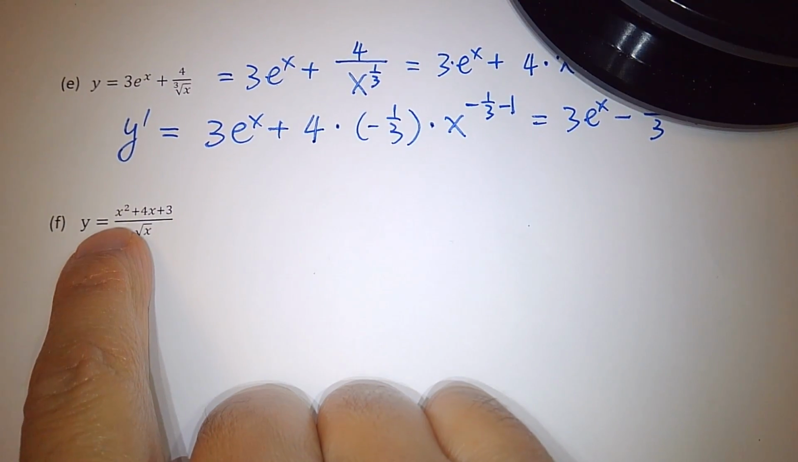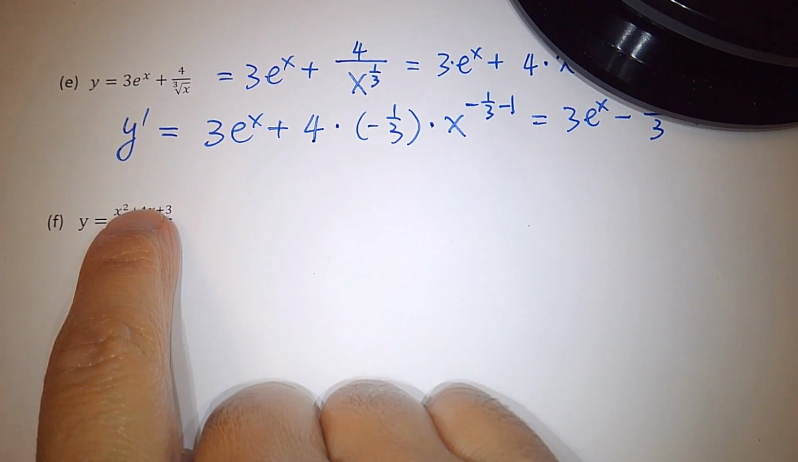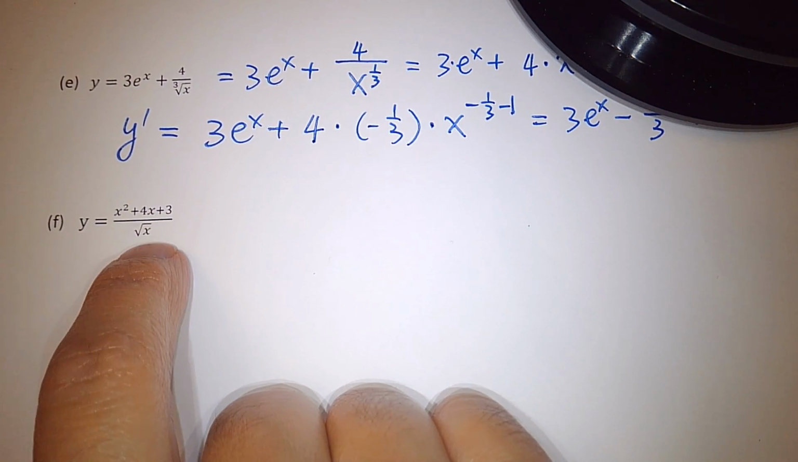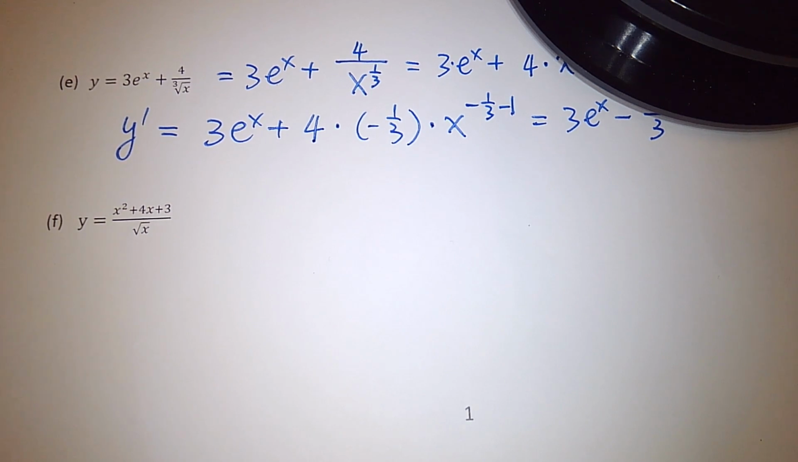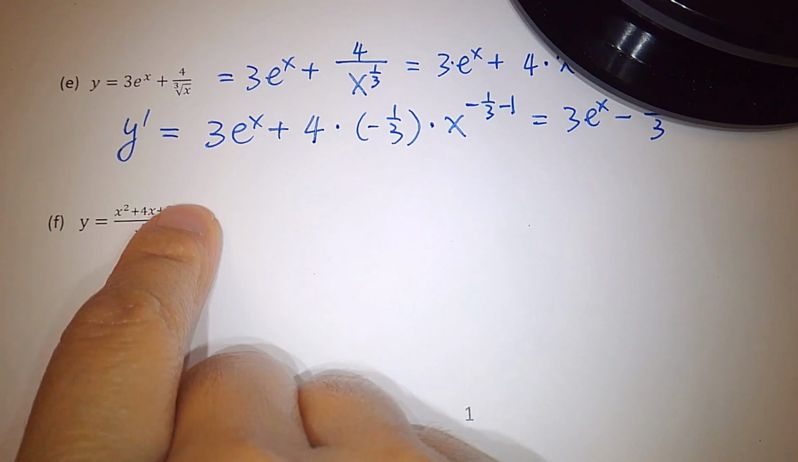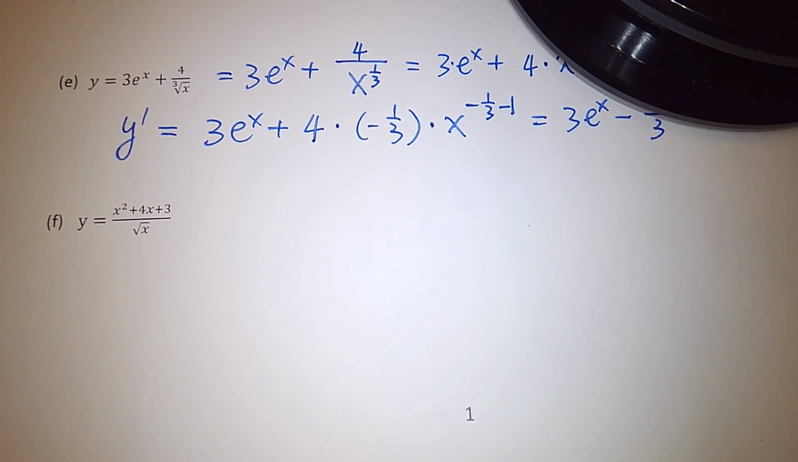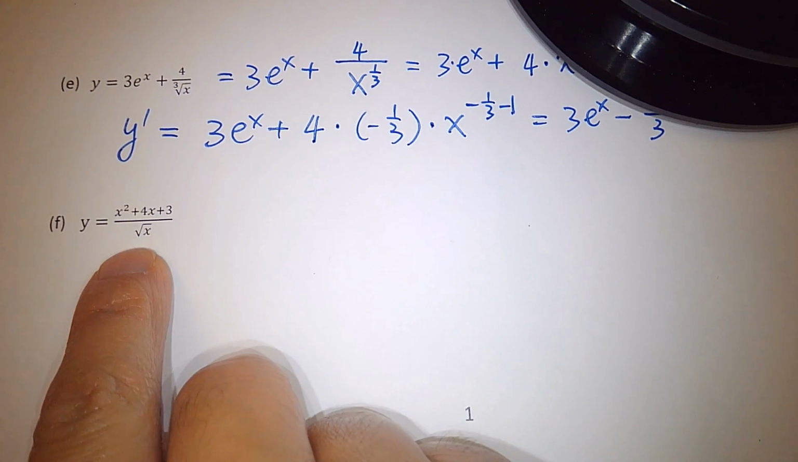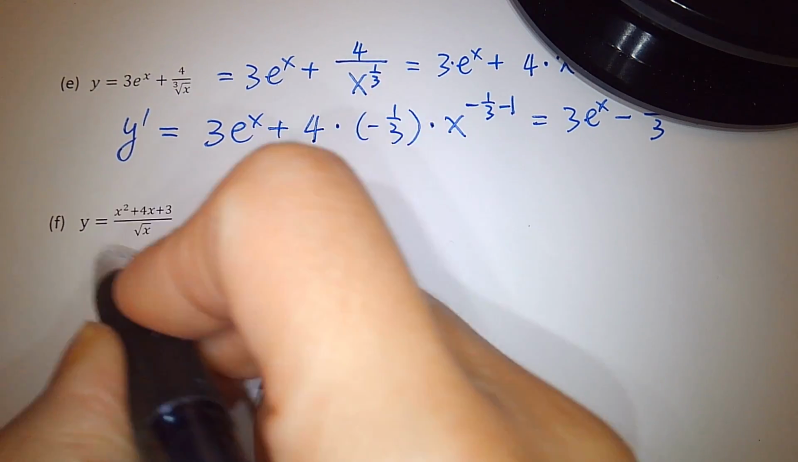Differentiate y equals x squared plus 4x plus 3 divided by square root of x. So far we learned what? Constant function, derivative is 0, power function, also we know the sum rule, difference rule, constant multiple rule to differentiate this thing. Suggestion? First thing is good to know, we'll get the x in the denominator out of the radical. Yes, square root of x. Okay, we're going to rewrite this thing.